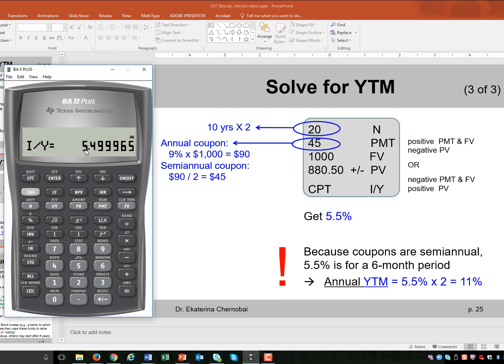So we get 5.499965. If you round it to 2 decimal places, we will get 5.5, like on my slide. And then you multiply that by 2 and get the annual yield to maturity, 11%.